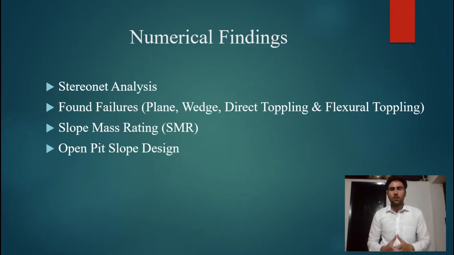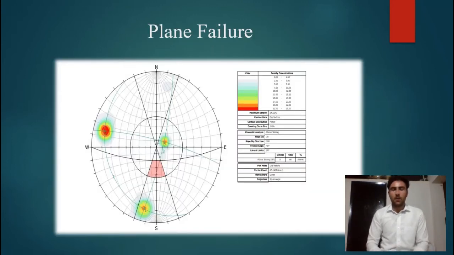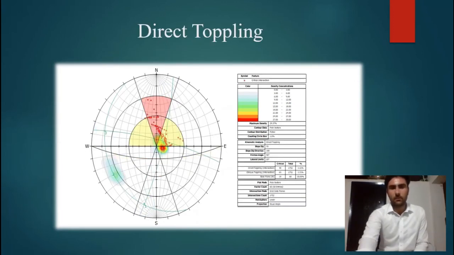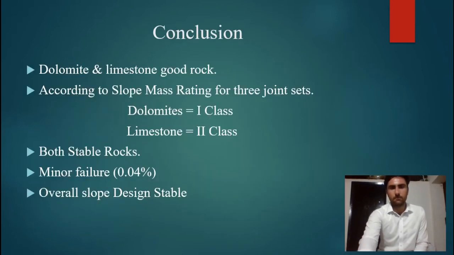In numerical modeling methods, we found different types of failures, as I said before, and we did SMR. We designed the open pit slope, and we also did stereonet analysis in numerical modeling methods. These are the different types of failures: plane failures, wedge failures, and the last two are these.